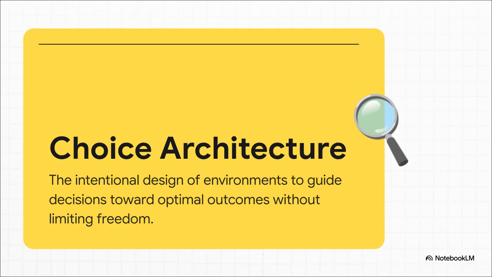So what is choice architecture officially? Well, it's all about how you design the environment where people make decisions. Now, the key here, and this is really important, is that it's not about forcing a choice or taking away options. Not at all. It's about making the best choice the easiest choice. It's about gently guiding behavior in a better direction just by changing the context.